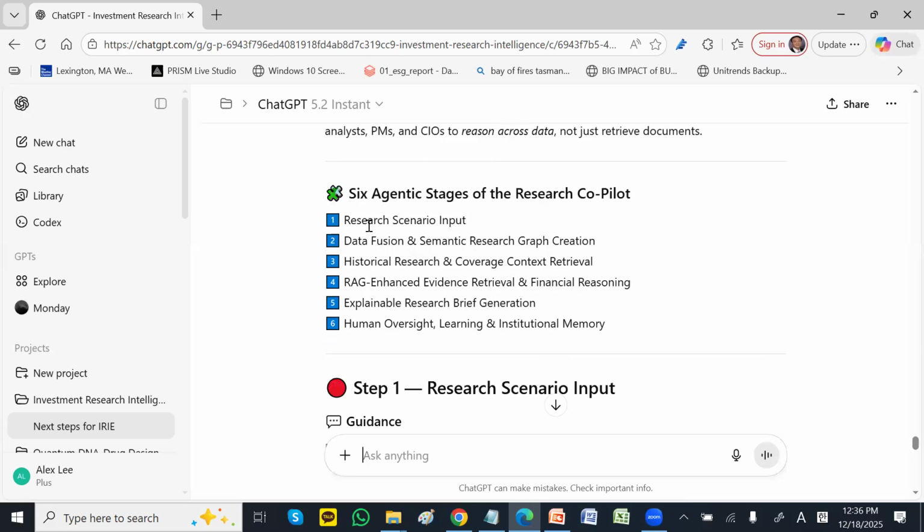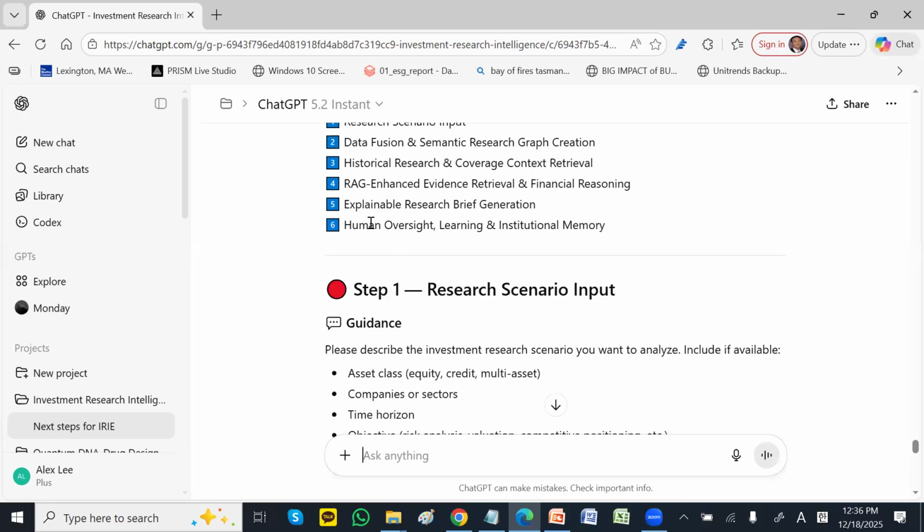So the six agentic stages of the research co-pilot are: research scenario input, data fusion and semantic research graph creation, historical research coverage and context retrieval, RAG-enhanced evidence retrieval and financial reasoning, explainable research brief generation, and human oversight learning and institutional memory.